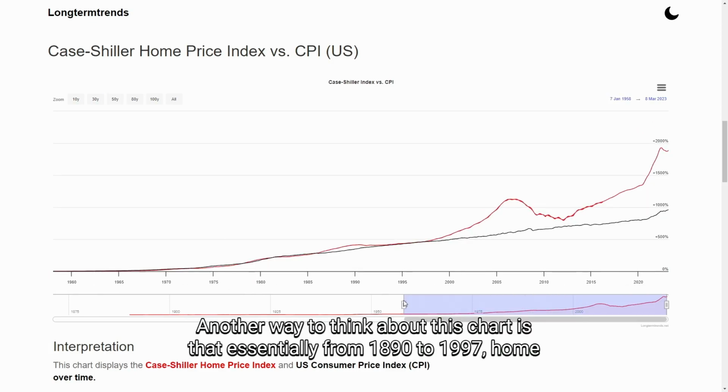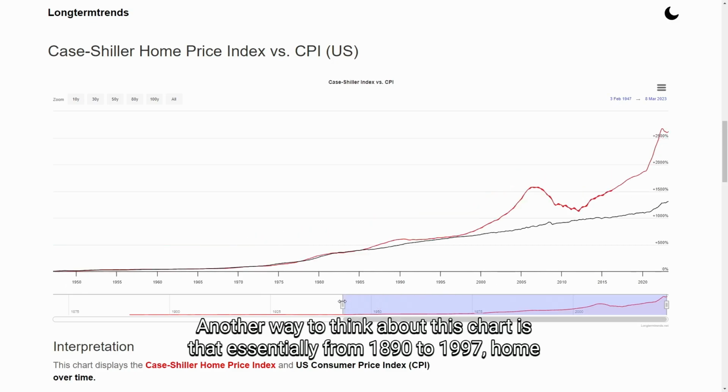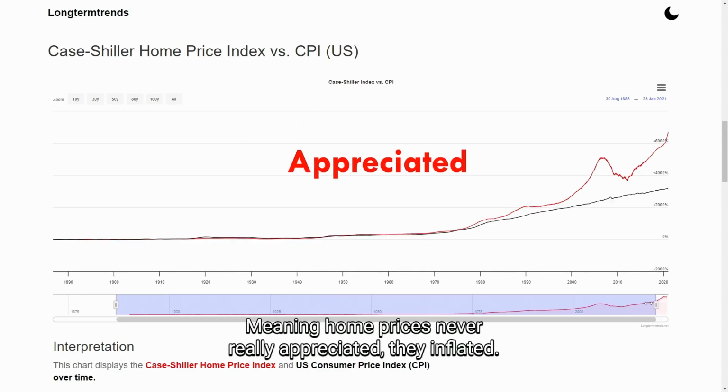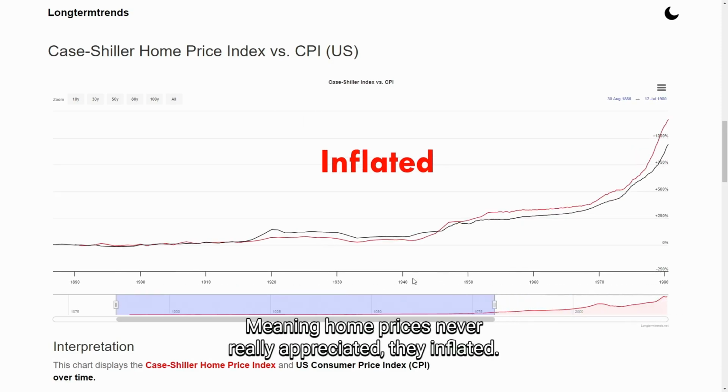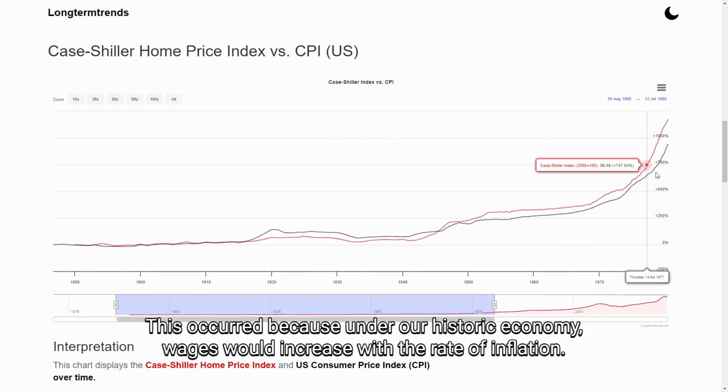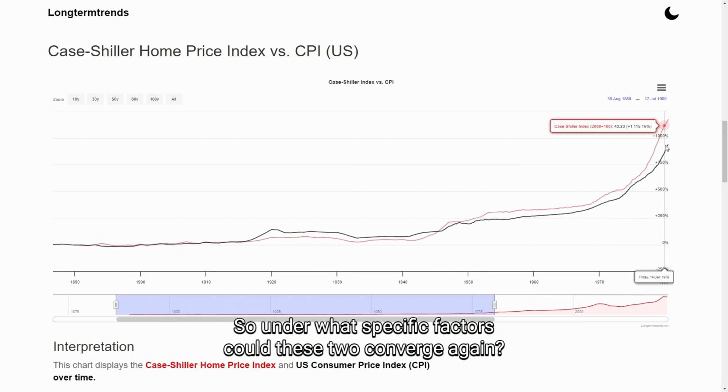Another way to think about this chart is that essentially from 1890 to 1997, home prices were flat when you adjust for inflation, meaning home prices never really appreciated, they inflated. This occurred because under our historic economy, wages would increase with the rate of inflation. So under what specific factors could these two converge again?